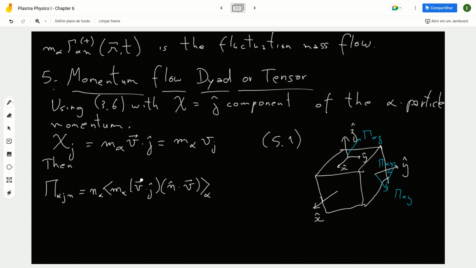So we have two indexes here. And this may be written like this as well: Vj, Vn. So this is 5.2. And well, this is just m times n, right? For particle alpha. It's the mass density for particle alpha. But now, we have seen that v can be written like this.